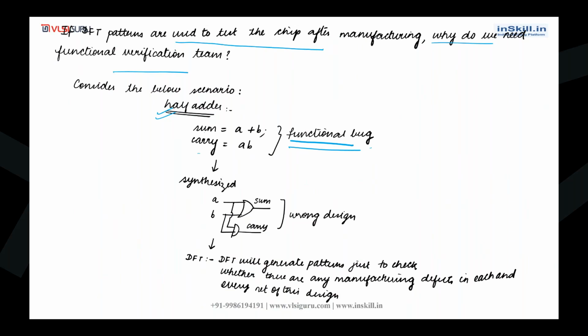Now, for time being, just consider that you don't have a functional verification team. Directly, this design gets synthesized. The design got converted into a gate level netlist, and if you see, it is a wrong design. Sum is A ORed with B, carry is AB. The wrong design has got synthesized.